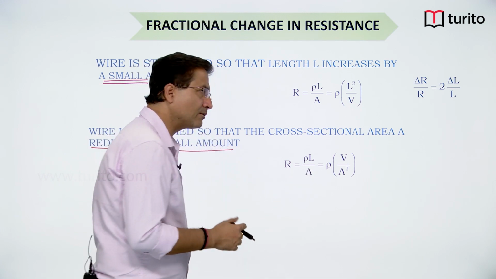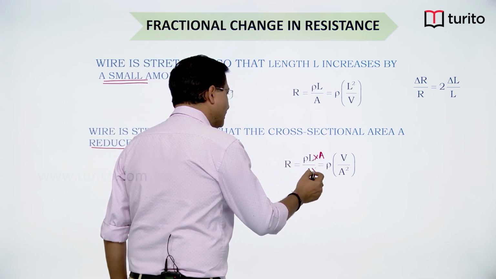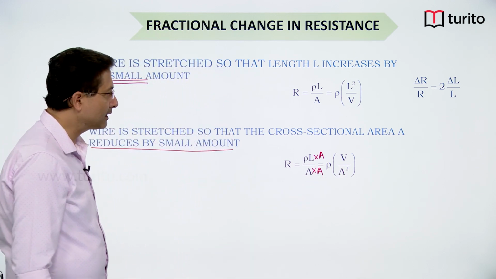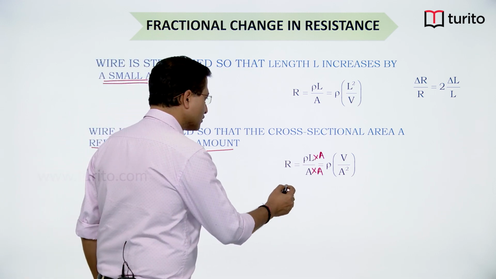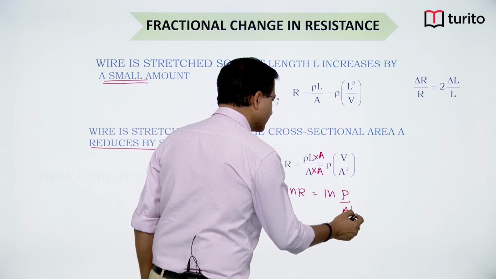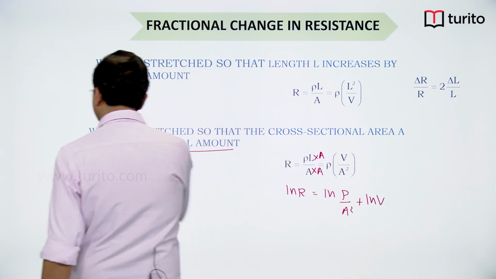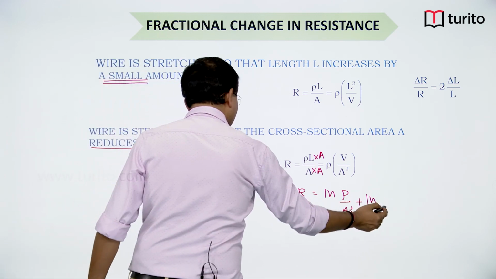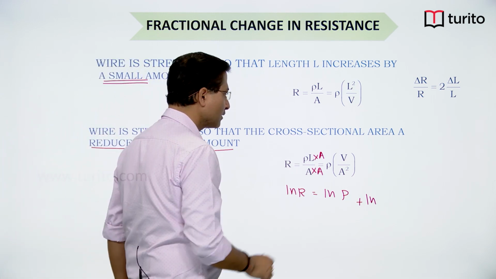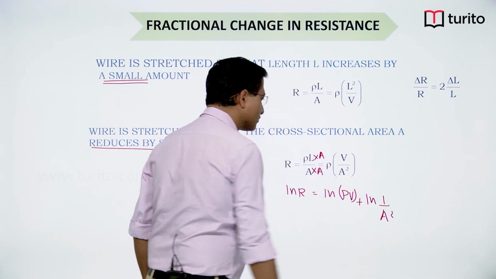Now, I want the expression in terms of area. So, what I will do, I will multiply and divide by area. If I multiply and divide by area, this will be A square. And if I take log and differentiate, ln R is equal to ln of rho V divided by A square, plus ln V. Rho and V both are constant, I will write here, this is 1 upon A square.